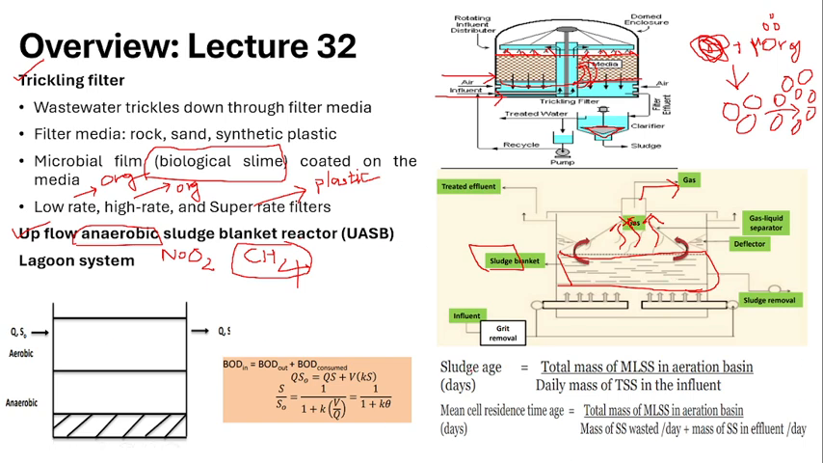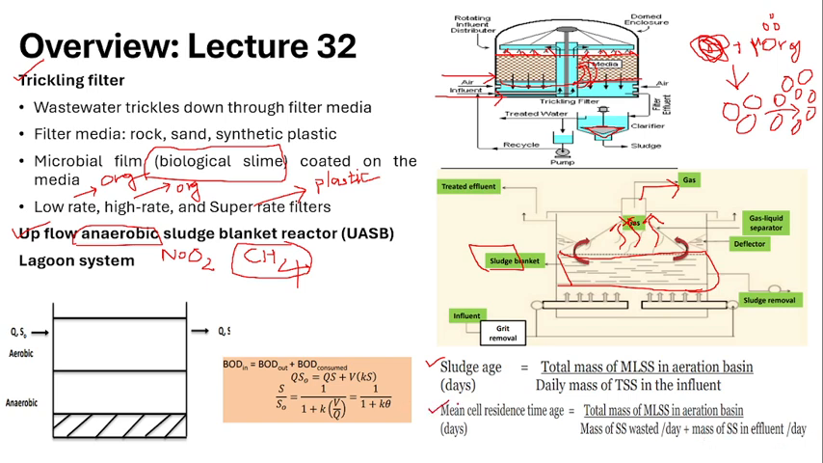So in this, the sludge age in days is how long we are going to close this tank and maintain the sludge for decomposition. It is given by the ratio of the total mass of MLSS in the aeration basin divided by the daily mass of total suspended solids in the influent. So this ratio gives you the sludge age in days. Okay, and then the mean cell residence time is given by the total mass of MLSS in the aeration basin divided by the mass of SS wasted per day plus the mass of SS in effluent per day.